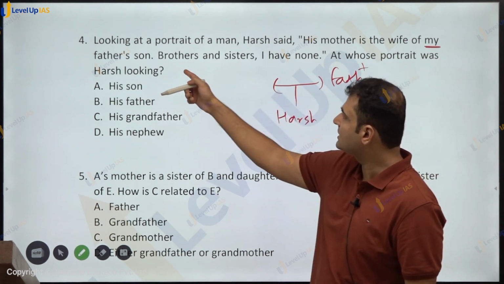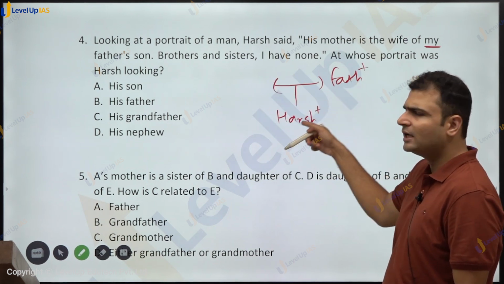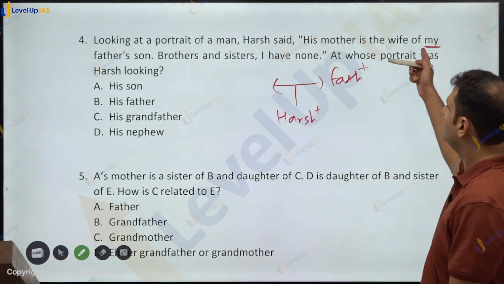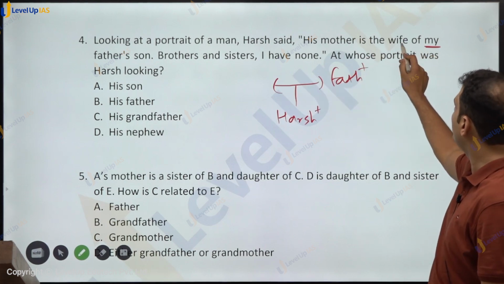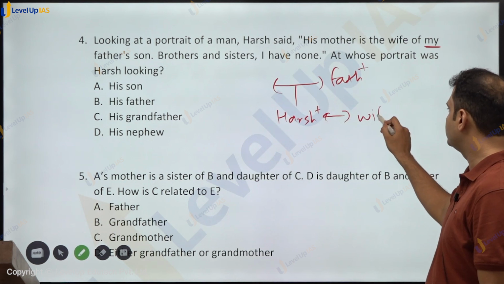But look at the next line. Brothers and sister, I have none. So there are no brothers and sisters. So father's son, meaning Harsh is talking only about himself. My father's son. So Harsh is here. Wife of my father's son. So that would be Harsh's wife.